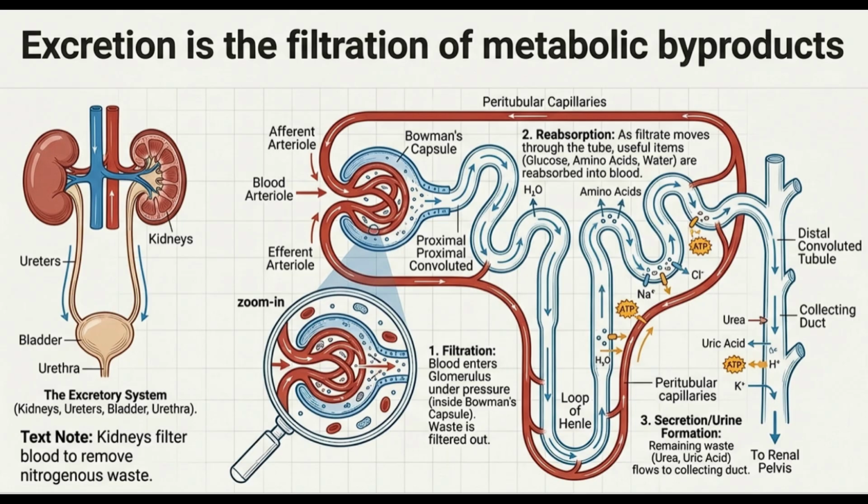Step 3. Secretion, urine formation. Now, the remaining waste, including urea and uric acid, moves through the distal convoluted tubule and into the collecting duct, where the final waste products are excreted from the body as urine. Your kidneys then send this waste to the ureters, and from there, it reaches the bladder, where it's stored until it's time to be released.